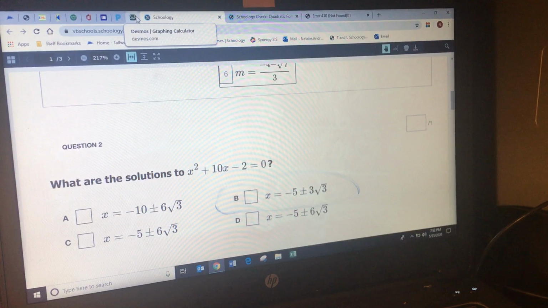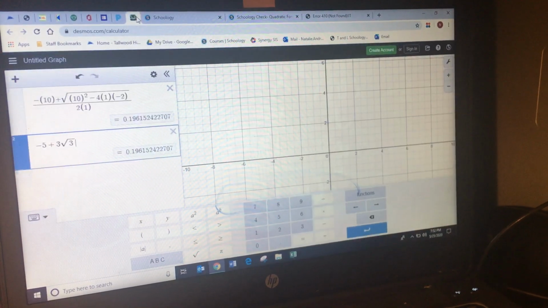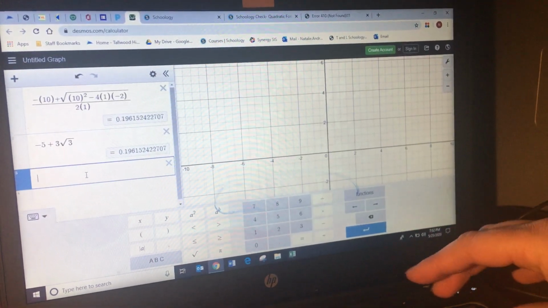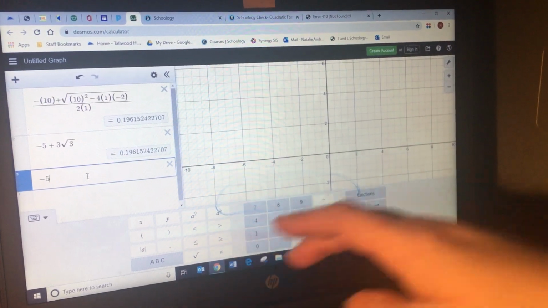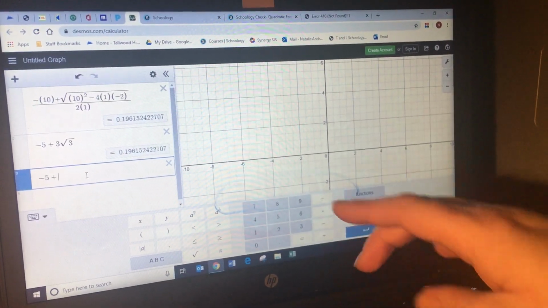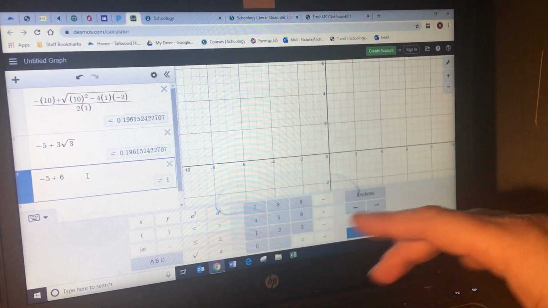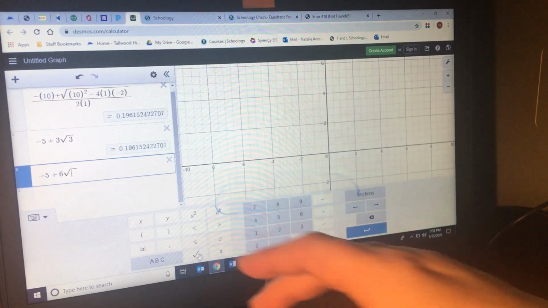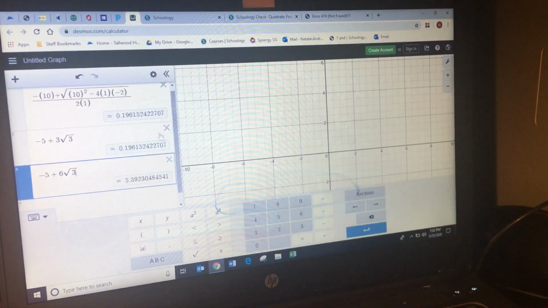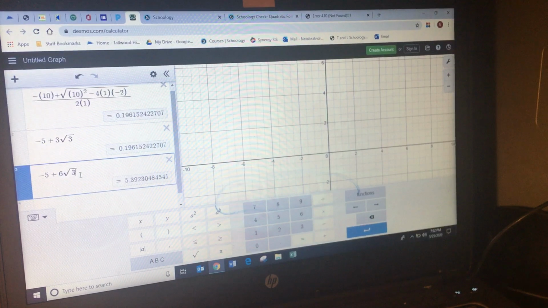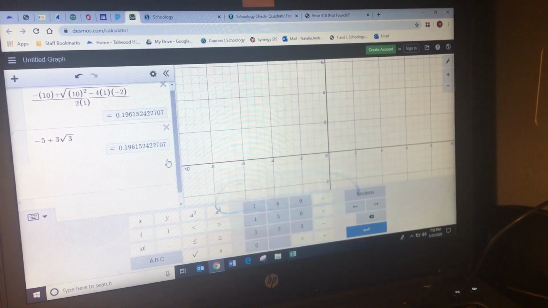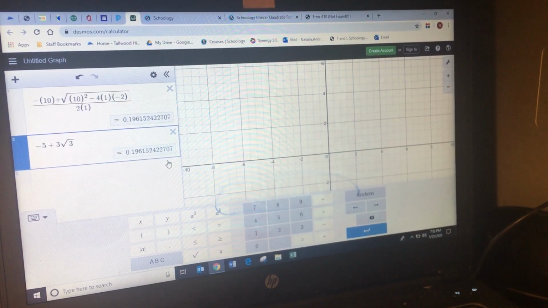Let's do D. The decimals wouldn't match. So 6 minus 3. This is not the answer, but I'm going to show you so you see what I'm talking about. 6. See that? It did not match. So this is not the answer, and I'm going to click that off. Okay, let's move on to number 3.